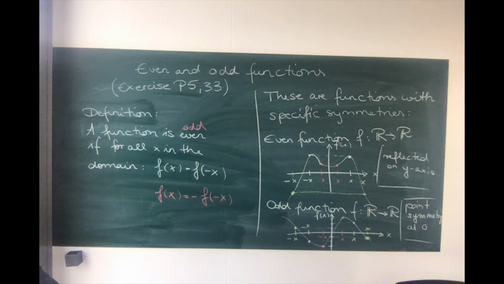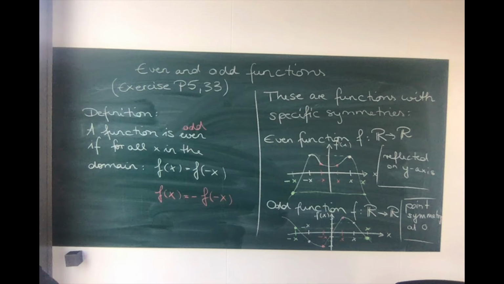These two equations define some symmetries of the function. Namely, an even function is a reflection on the y-axis. Look at, for example, the red x and then the minus red x. The function value should be the same for both, so the y value should be the same. And that's true for all other values as well.